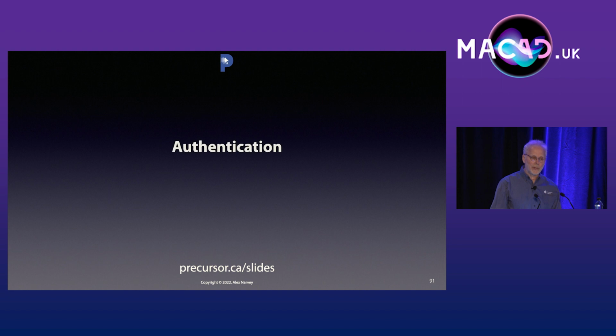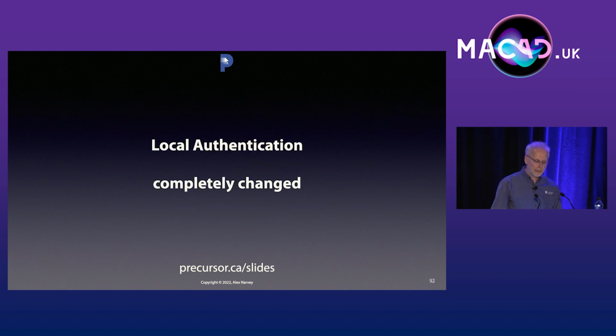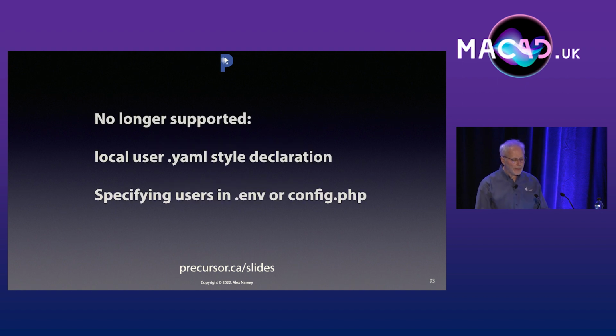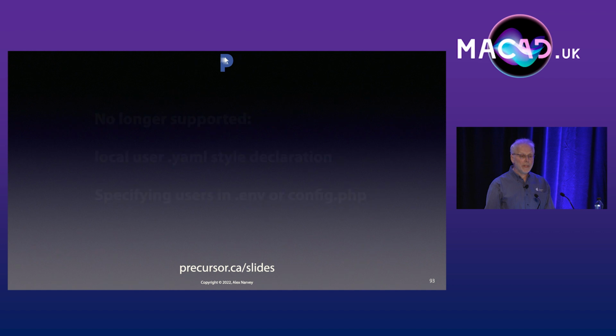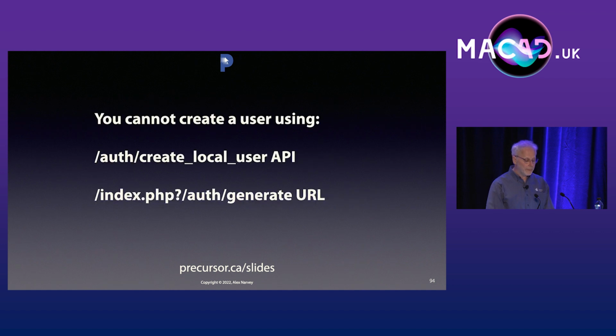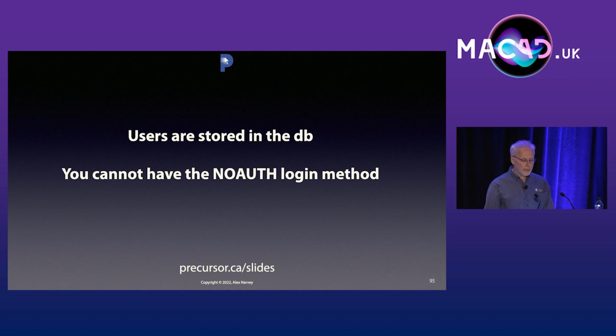So let's talk about feature changes in MunkiReport 6. The first thing we should talk about is authentication. Because authentication is something built into Laravel, instead of tacked onto MunkiReport, the local authentication has completely changed. The YAML style user declaration files and specifying users in the .env or config.php file is no longer supported. That means you cannot create a local user with the old methods. Users are now stored inside the database and log in with an email address, which is better for communications. You can no longer use the noauth login method.